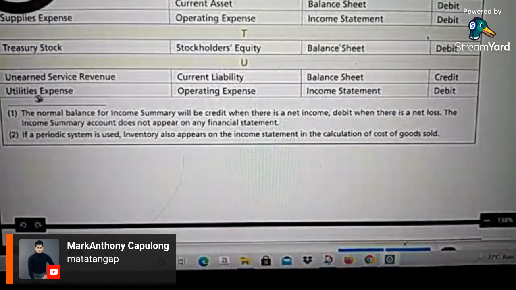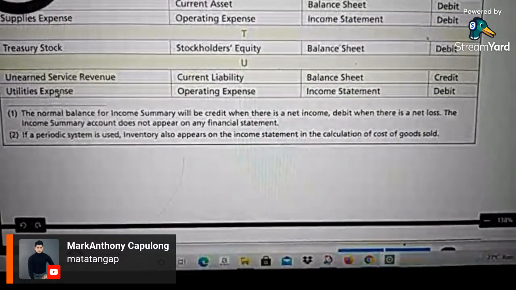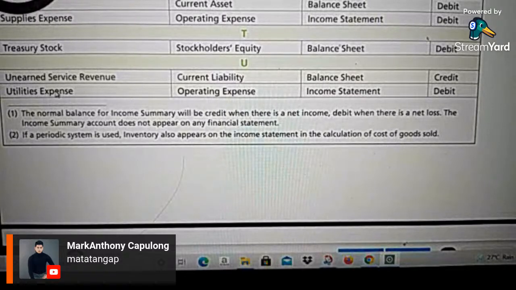Okay. Last, from this table, we will get back here later on, but for today, we have to discuss this last. Utilities expense. What do we mean by utilities? Utilities are water supply, your expenditure for NAWASA, okay? Water supply. Number two, electric.